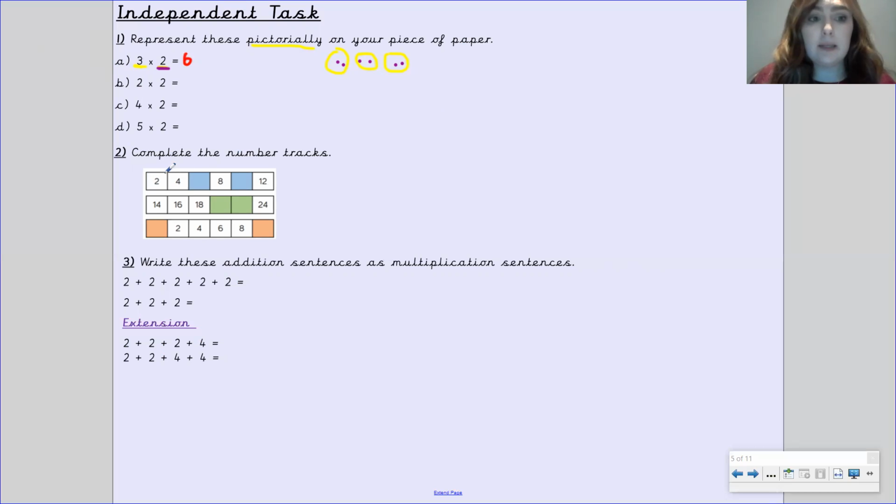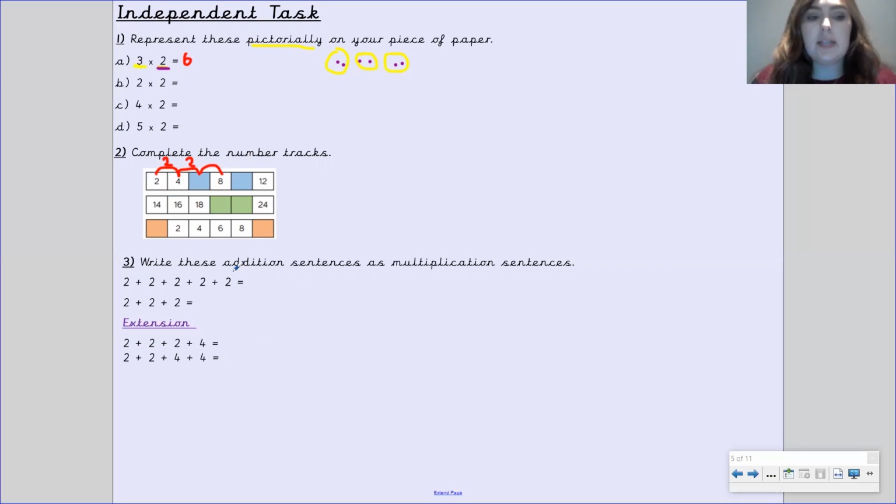Next, you need to complete the number tracks. Now the easiest way to do that is to see what is the difference between the 2 numbers that are next to each other here. So what do you add to 2 to get to 4? Pause the video to have a think. Well done if you got 2. You add 2 to get to 4. So using that logic, we would do 4, add 2 to get the answer here. And then whatever we have here, adding 2 to it should make 8, and so on. And you need to have a go at the next ones as well.